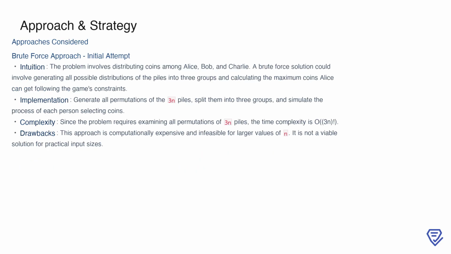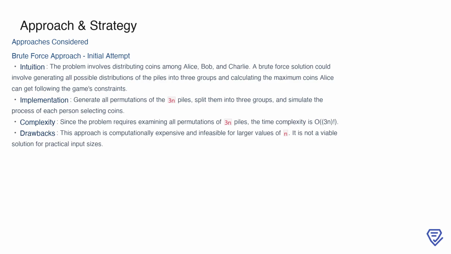To begin, let's consider the brute force approach as an initial attempt to solve the problem. The intuition here is straightforward. Since we're distributing coins among Alice, Bob, and Charlie, we could generate all possible ways to split the piles into 3 groups and calculate the maximum coins Alice can collect based on the game's constraints. This involves simulating the process where each person takes their respective piles.